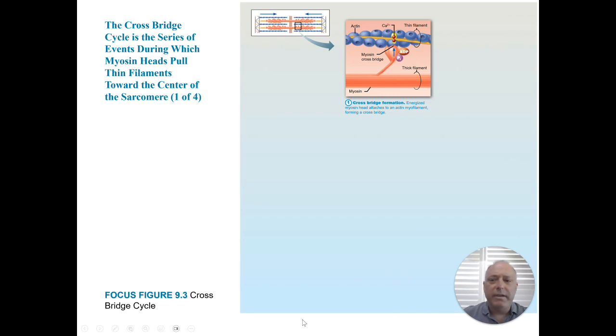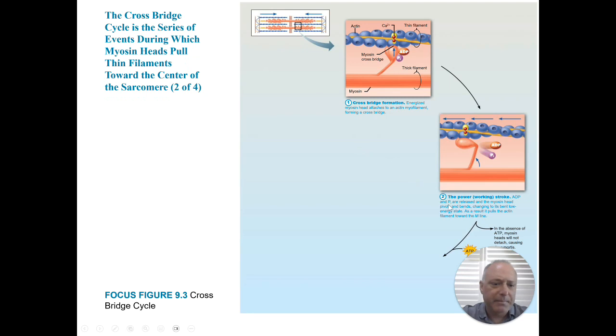So when the actin and myosin interact, there is cross-bridge cycling in which the myosin heads pull the thin filament towards the center of the sarcomere. So the first one is cross-bridge formation, where the myosin head, which has been energized, binds to the actin filament. Then we get a power stroke where ATP is hydrolyzed into ADP. And this is what creates deflection of that myosin head and shortening of that sarcomere.